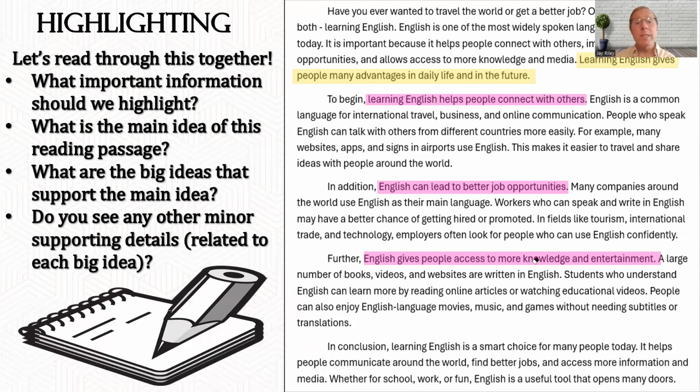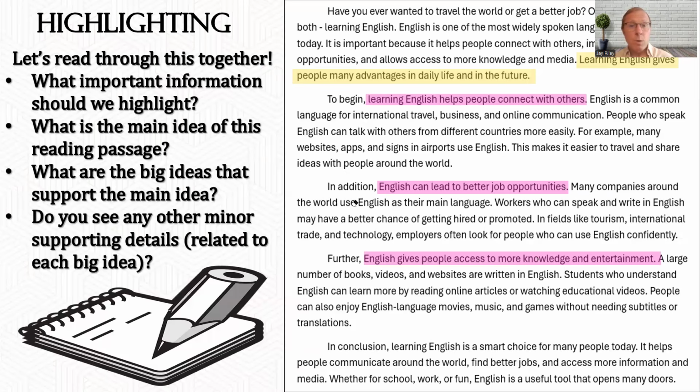This is also an important test-taking skill: to highlight or underline or annotate a text with those key details, those big ideas. You might see a test question that says, how can learning English lead to better job opportunities? If I look at what's underlined or highlighted, I can see, okay, here's the paragraph where the author is going to talk about how English leads to better job opportunities. I'm going to reread that paragraph.